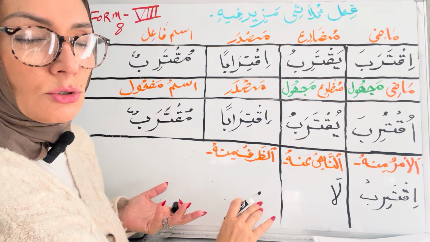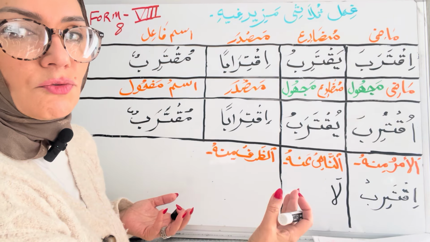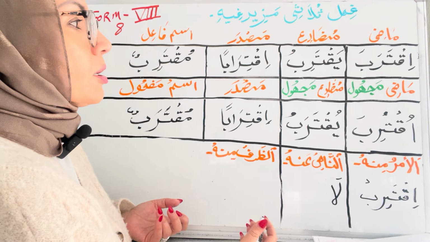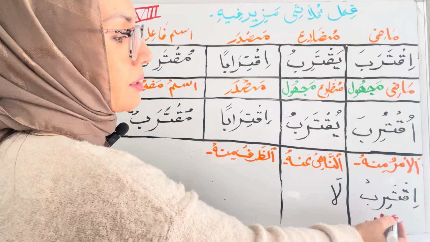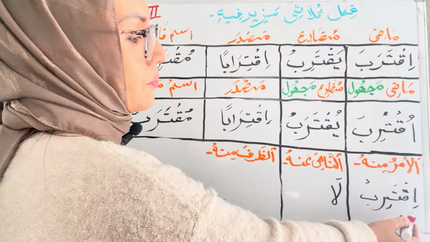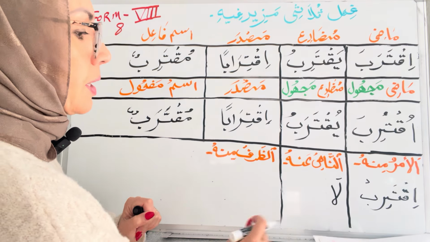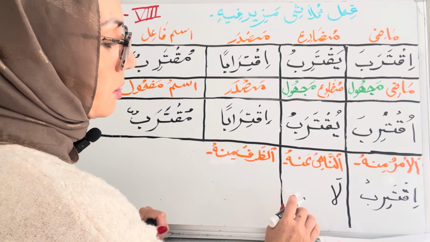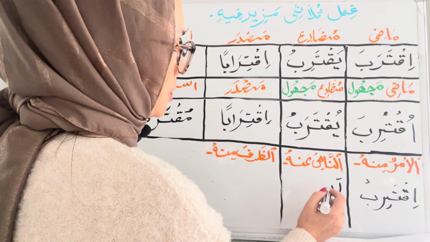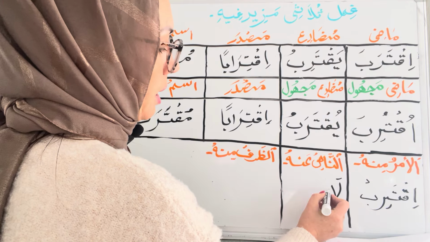You can never read a sukun letter. So there has to be something before it for you to read it. So here, that's why the alif is brought back, so you can pronounce it. So it's iqtarib, right? And then okay, النهي عنه لا تقترب. So here the ta comes back.